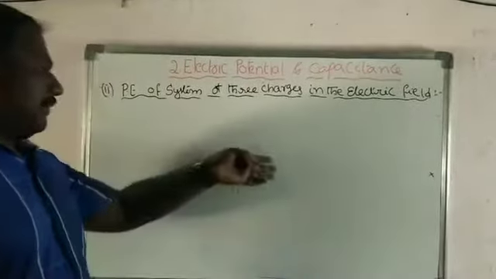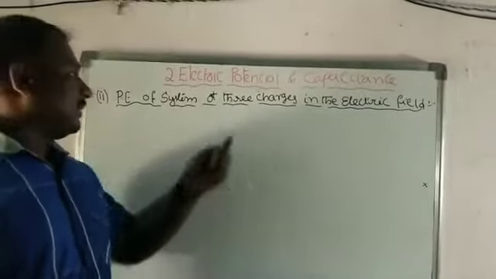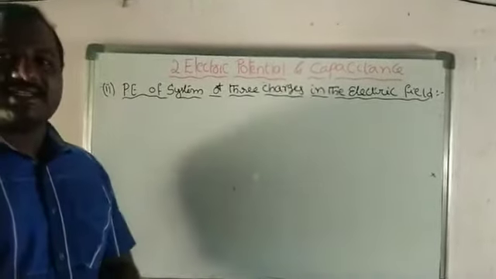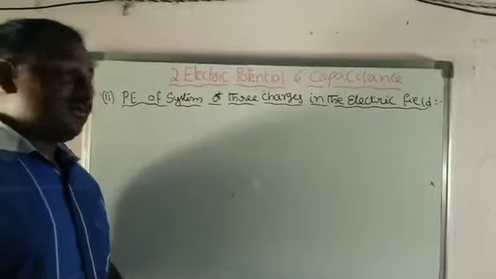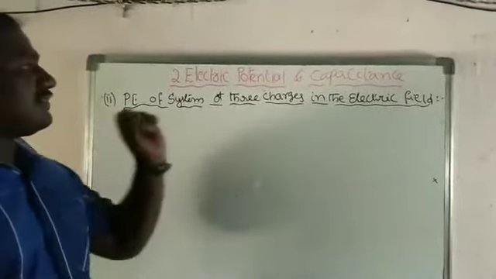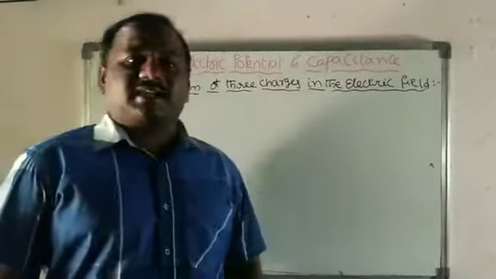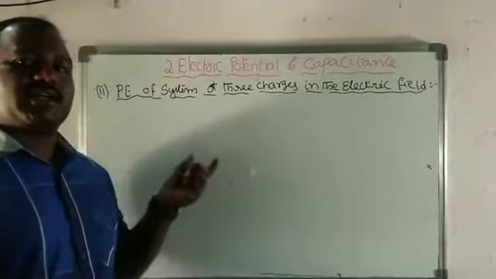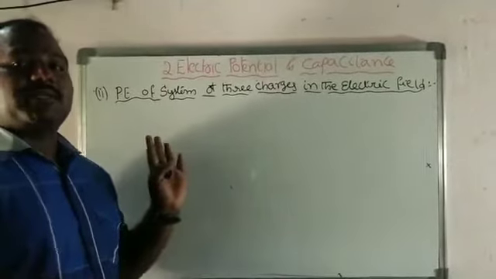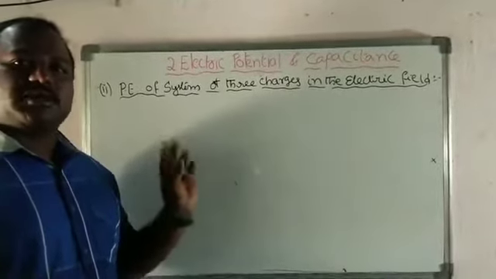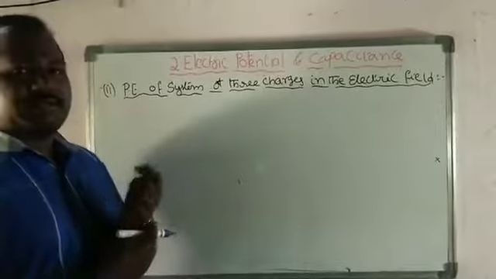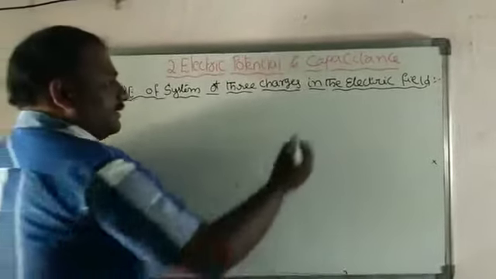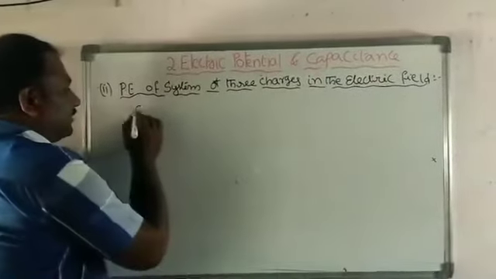Previously we derived the two point charge system. Now I consider the system of three charges. Here again, how to calculate the potential energy of a system of three charges in the electric field. Generally for this question they only ask for the expression, but the previous question was given for 2 marks. So keep practicing this one. Now see the 3-point charge system. Again here I consider three charges.